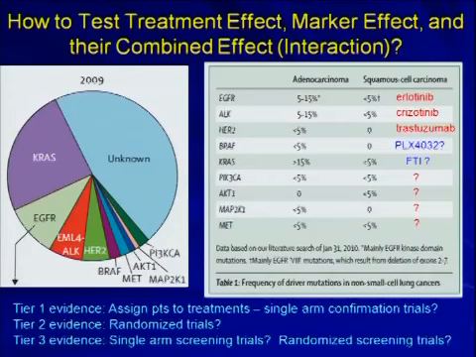So if you have tier 1 evidence, which means that it's very strong, you already know there are lots of trials and studies showing that. Maybe what you should do is just assign patients to treatment, and you can use a single arm study to confirm the result. If you have tier 2 evidence, maybe you should randomize. And if you have tier 3 evidence, or you just started to learn about it, maybe you should do a single arm screening trial with futility, early stopping, or do a randomized screening trial.